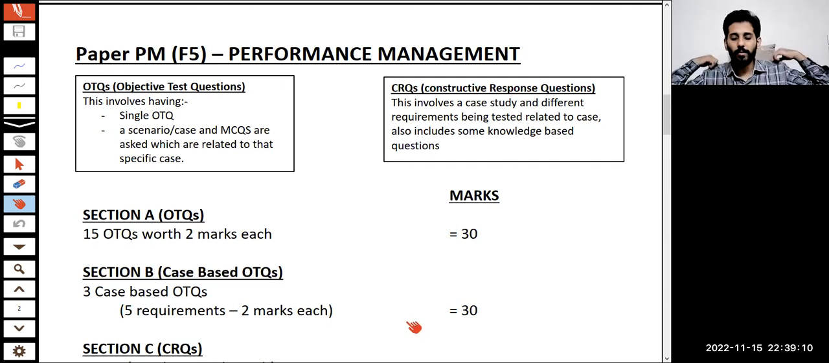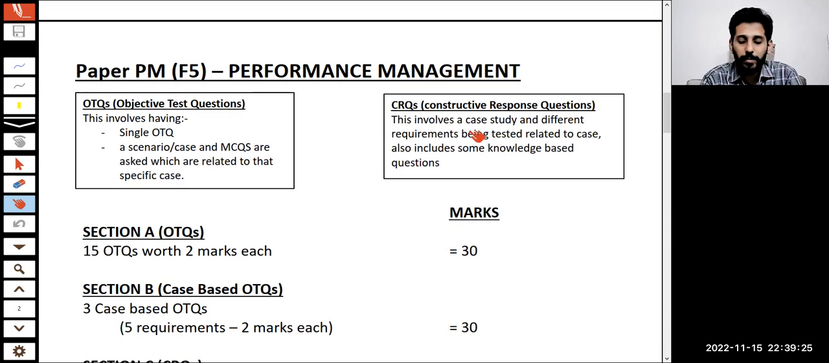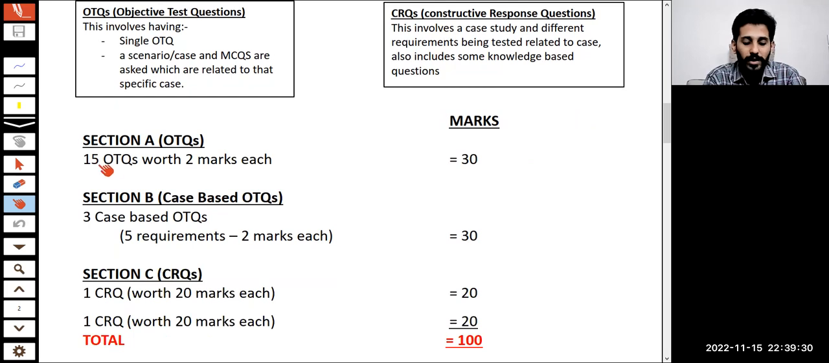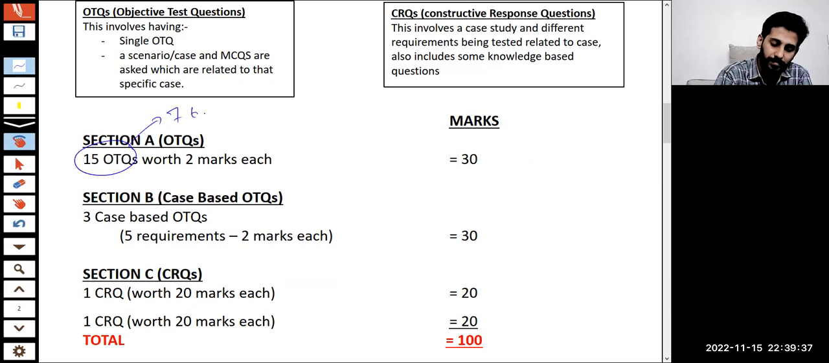Okay. Most of the answers I am receiving are that they are struggling with the structuring of the answer, especially when it comes to the CRQ of the performance measurement area, right? But first of all, see that this is your paper PM, performance management paper structure. That is section A, which has 15 OTQs. And remember that these 15 OTQs will be of 7 different types. Okay, Abdullah, that is the issue as well. So I will be addressing this issue as well.